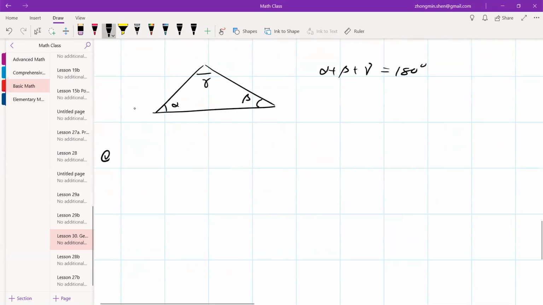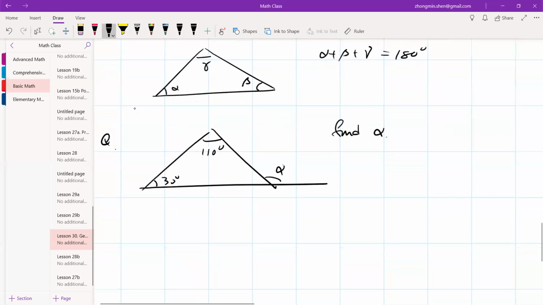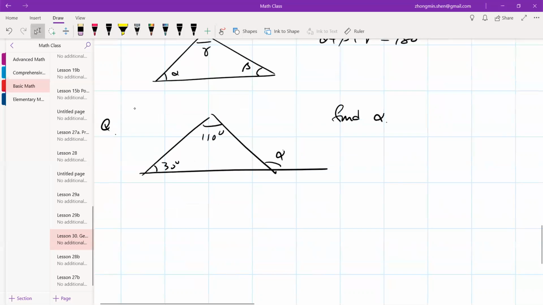All right, so here's the first question. I draw a triangle here. I know this is 30 degrees. I know this is 110 degrees. Can you find this angle? 40 degrees. This is obviously larger than 90 degrees. Oh, it's 140 degrees. Because of the 180 degree angle, you find that the inner angle is 40 degrees. Then you subtract 40 from 180, and that's 140.